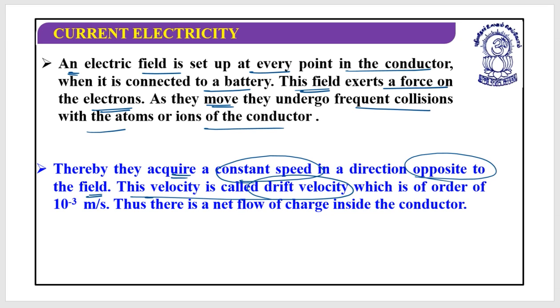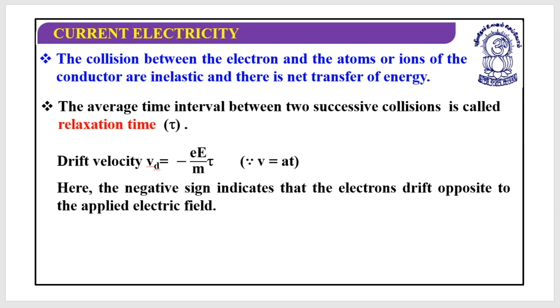So this velocity is called the drift velocity, which is of the order of 10 to the power minus 3 meter per second. Thus there is a net flow of charge inside the conductor. All electrons are moving in the same direction, so a flow of current would be there. The collisions between the electrons and atoms or ions of the conductor are inelastic, and there is a net transfer of energy.